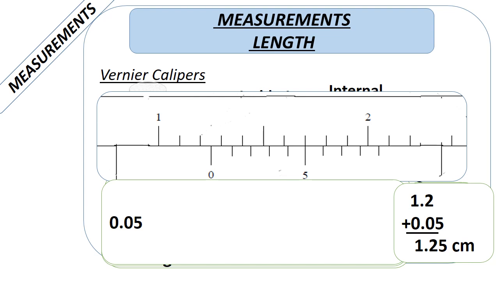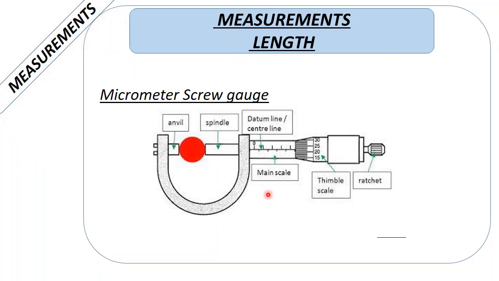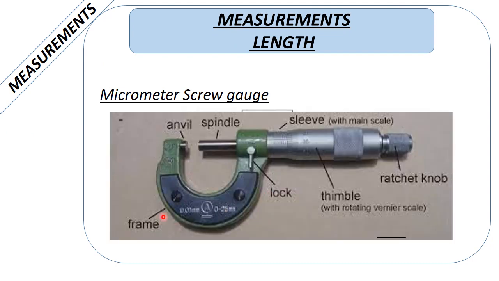So we're going to start. We're going to finish the study of length by studying a micrometer screw gauge. This is how it looks, and in the real one it might appear like this. This part here is called the frame, this here is called an anvil, this is called a spindle. And how the spindle works is you have got a ratchet knob here which you can turn, and it will be moving the spindle right, left.